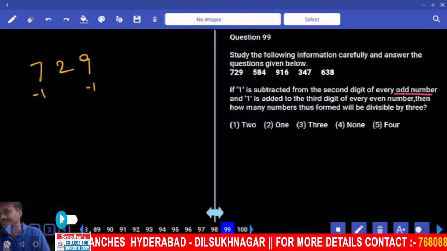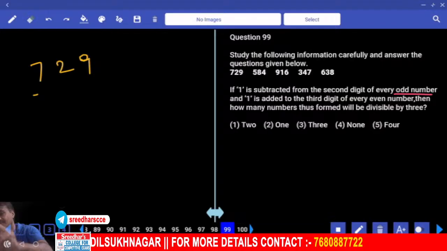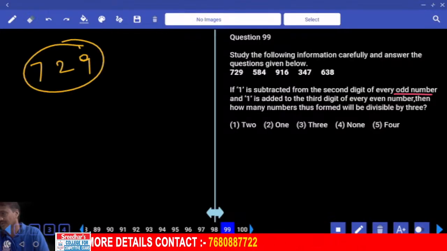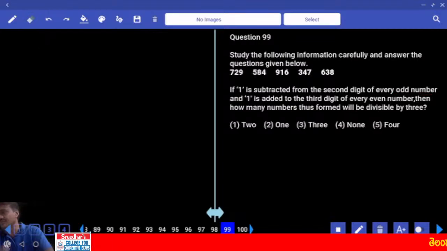Clear? What is he saying here? He is saying odd number. Odd number, so what should we do? The number itself must be odd, clear? Rather than the digit. And how much is to be subtracted here? 1 must be subtracted. So in an odd number, subtract 1 from the second digit.